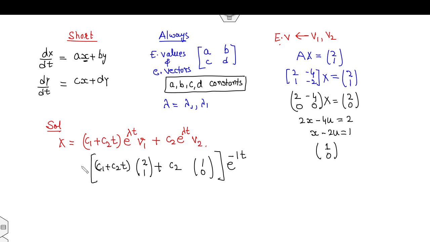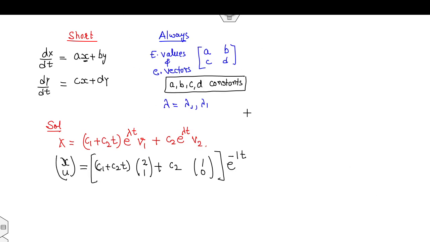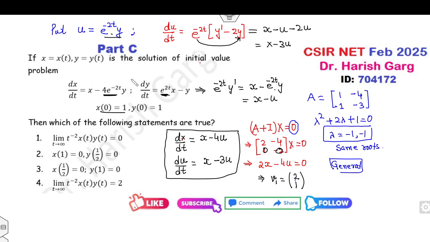Fine. Now your target is to find the solution. This is my x, this is my u. Now you can substitute the initial condition. What is the initial condition? x of 0 is 0. What is the u of 0? u of 0 is 1, y of 0 is 1.